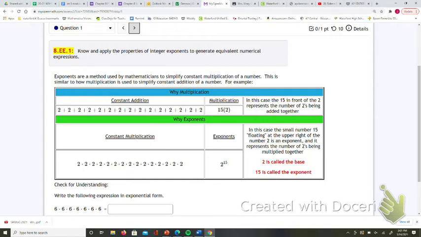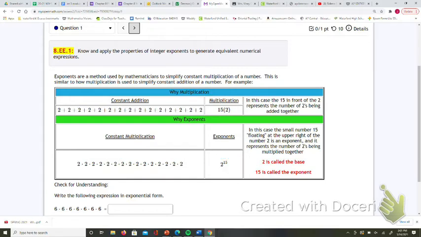Now, the constant multiplication, if you're doing 2 times 2 times 2 times 2 times 2 times 2, and you're doing it 15 times, we write it as 2 to the 15th power. In this case, the small number 15 that's floating at the upper right of the 2 is an exponent, and it represents the number of 2's that are being multiplied together. 2 is called the base, and 15 is called the exponent.